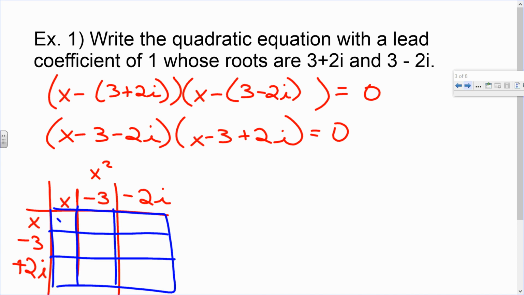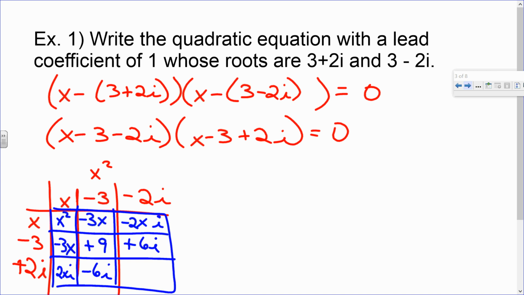If I take x times x, I get x squared. x times minus 3, I get minus 3x. x times minus 2i, I get minus 2xi. And remember, i is always last. Now, if I take minus 3 times each of those, I have minus 3x, I have a plus 9, and I have a plus 6i. If I take plus 2i times those headings at the top, I get plus 2x times i. 2i times minus 3 is minus 6i.